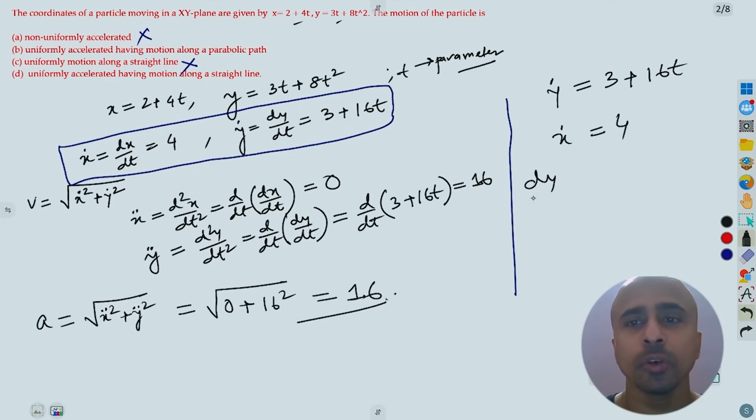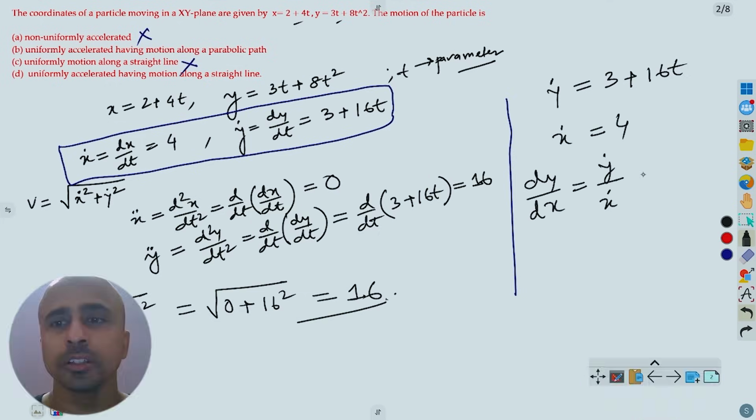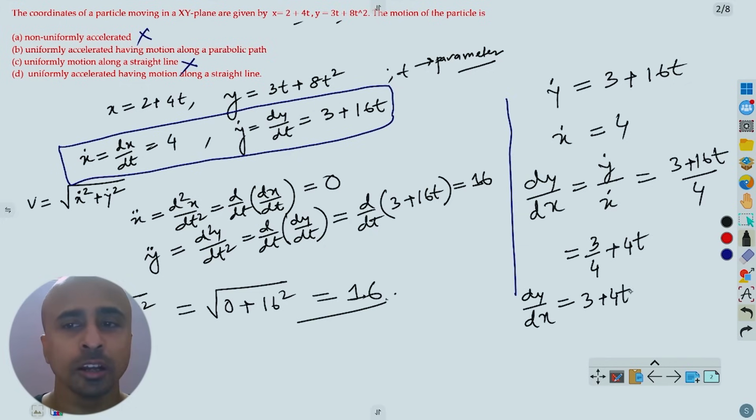So therefore, dy/dx equals y dot by x dot. Yes, dy/dx is y dot by x dot, right? This is (3 plus 16t) by 4. If you simplify this, this is basically 3/4 plus 4t. So we obtain dy/dx equals 3/4 plus 4t, and we have a parametric term in the right hand side, but we do not have any parametric term in our left hand side, so we have to evaluate t, and this is possible from this one.